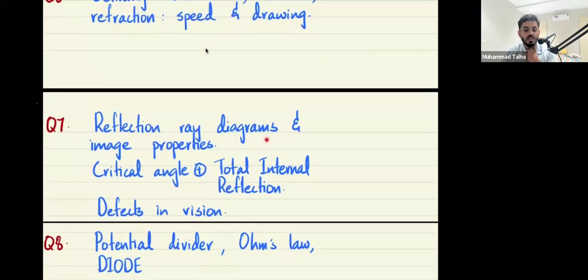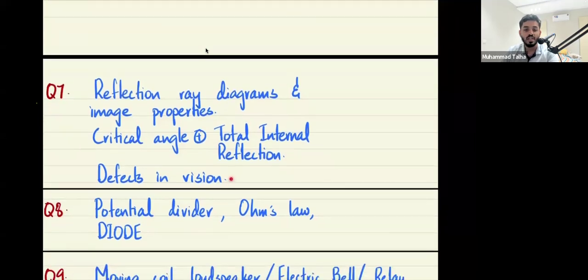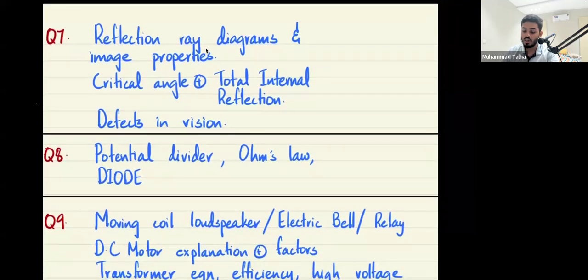Reflection ray diagrams, the two ways in which you draw ray diagrams related to reflection, those have also not been asked for quite some time. The properties of images which are formed by a plane mirror, critical angle and total internal reflection have also not been asked in quite some time, especially total internal reflection. And defects in vision, so long-sightedness, short-sightedness, this could be asked.